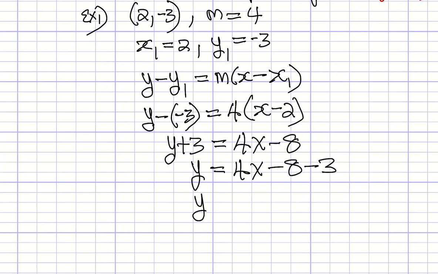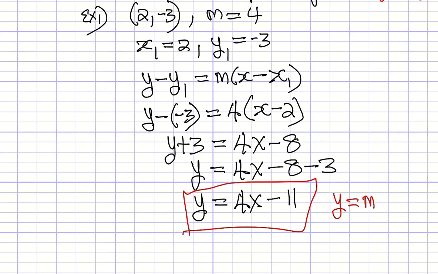And then you have y is equal to 4x minus, what is that, 11, okay? Alright, so this is in the slope-intercept form, you remember? I just showed you slope-intercept form as y equals mx plus b, right? Over here, in the equation we find b is equal to minus 11, and slope m is equal to 4, right?